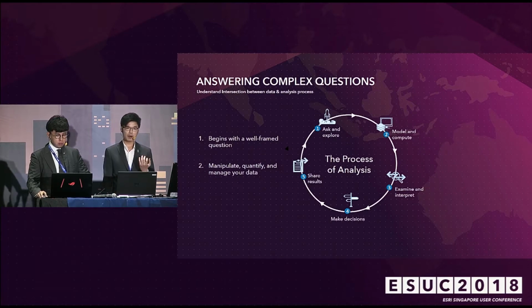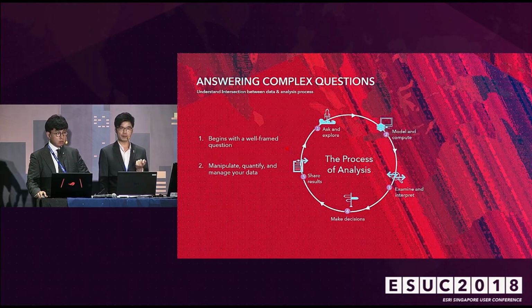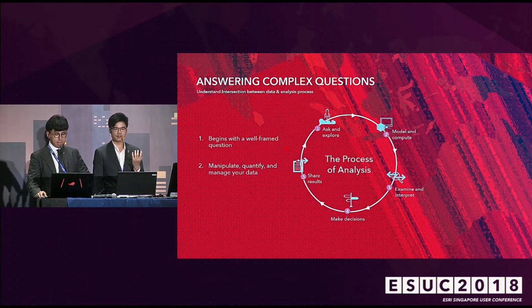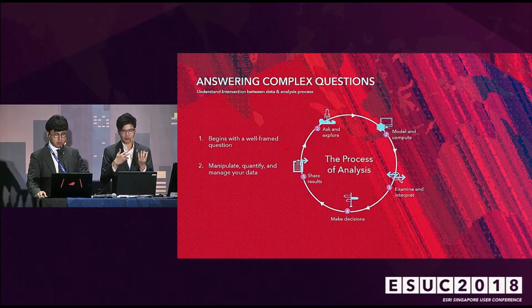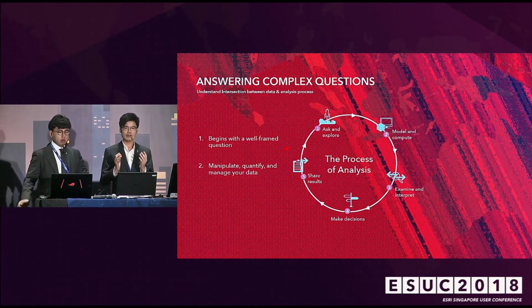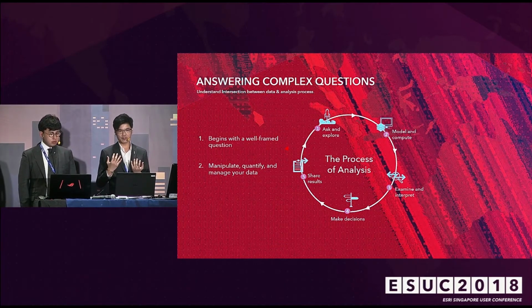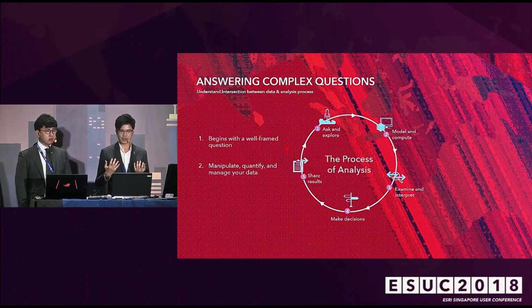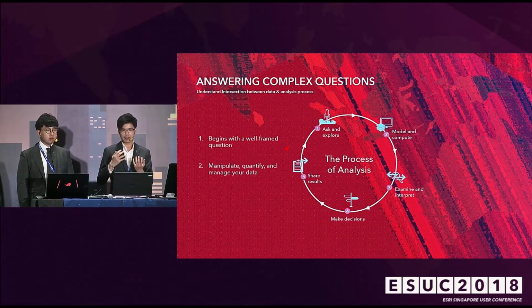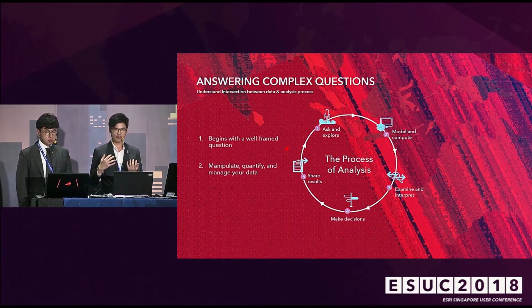And we were talking about answering complex questions. We need to first understand the intersection between data and the analysis process. It used to be that the analyst would define what and how the data should be collected, and then carry out the analysis process. But now the analyst is given the data and must wrangle it into the form that they want so that the analysis process can be done to find value.